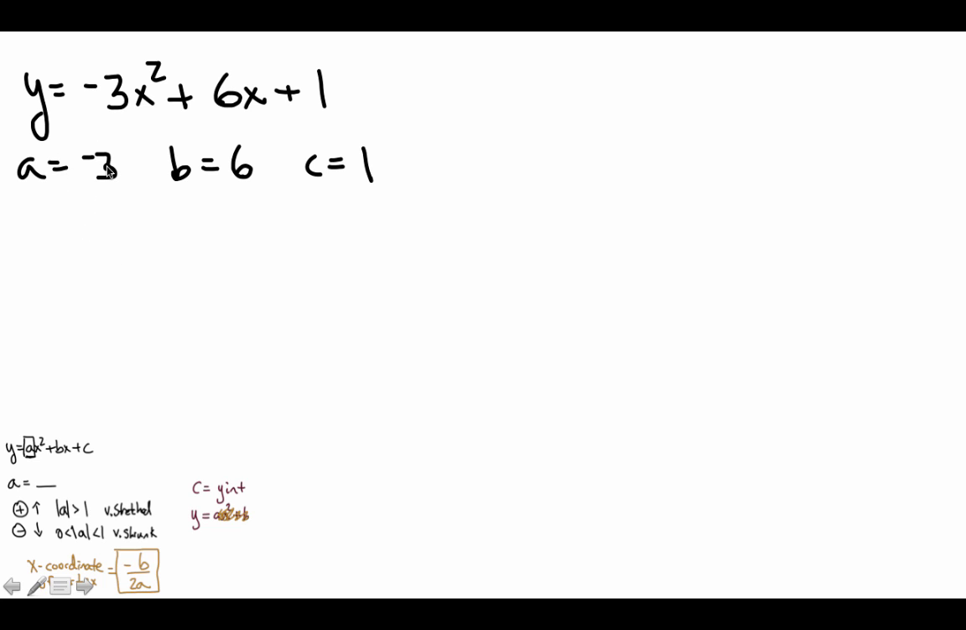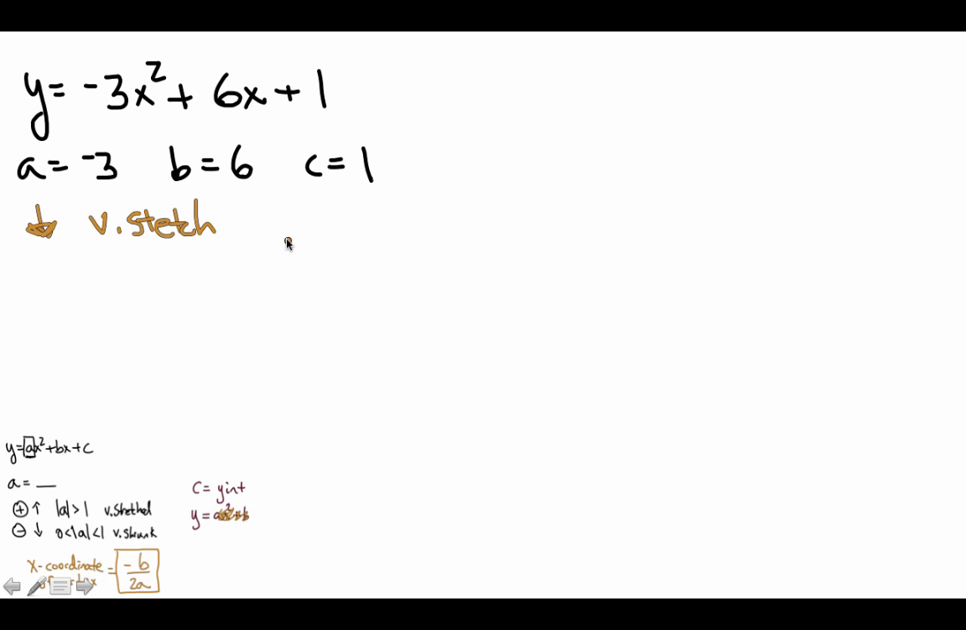A equals -3. That tells me that my parabola opens down and it's vertically stretched. I say vertically stretched because the absolute value of A is bigger than 1. That means it will look more narrow than the last few quadratics we've graphed. I know it opens down because I have a negative A value.